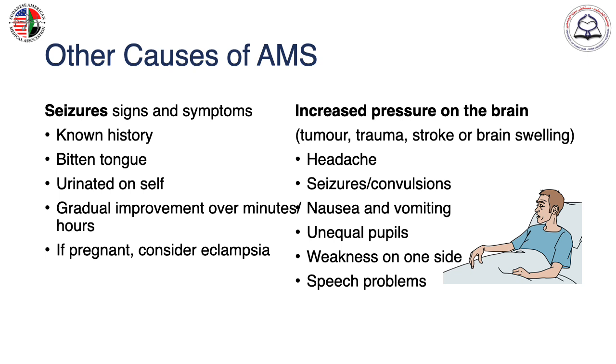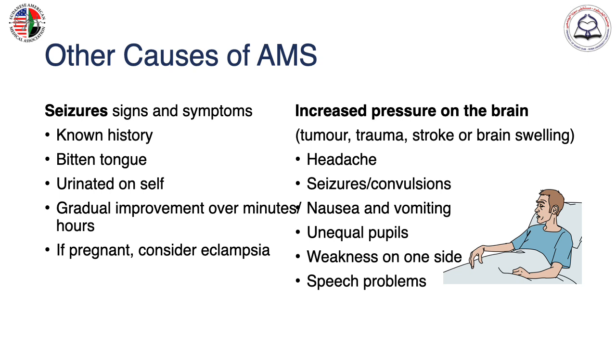Seizure. The patient might be known to have convulsions or a seizure disorder. You can get a report from a witness or a family member about convulsive movement. The patient could bite his tongue. There could be urinary or bowel incontinence. Usually they improve gradually over a minute or an hour. In pregnancy, when they get this, consider eclampsia.